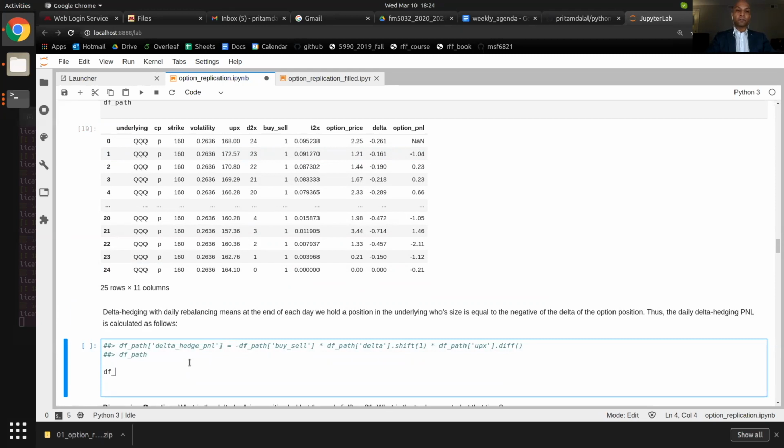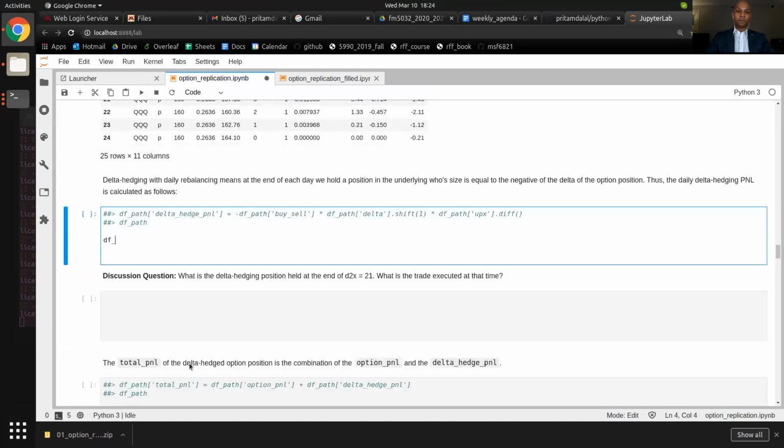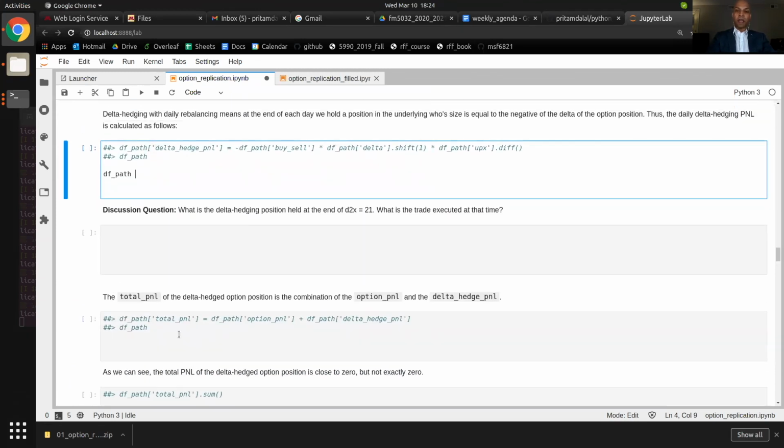So let's calculate the delta hedge P&L as follows. DF path delta hedge P&L equals negative DF path buy sell. So this little bit of code is what allows us to, because you do everything in the reverse if you're short. So yeah, delta shift 1. And the shift 1 is because the P&L for today is based off of the delta held at the end of yesterday.